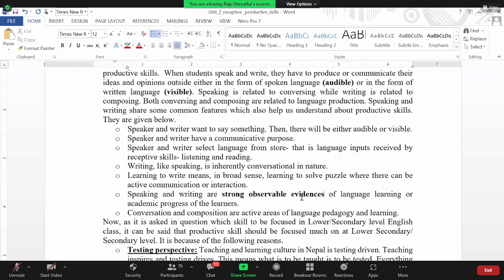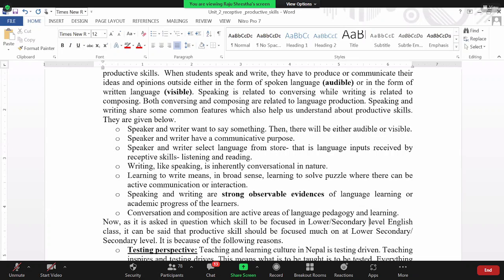When students speak, when they write, both will be either audible or visible, then they are the observable evidences of language learning or academic progress of the students. So conversation and composition are active areas of language pedagogy and learning, so they are active skills भनेर हामी हेर्न सक्छौं. अब हामी कुन चाहिँ इम्पोर्टेन्ट छ त, रिसेप्टिभ अर प्रोडक्टिभ भन्दाखेरि, अब थोरै लजिक दिन पर्यो.